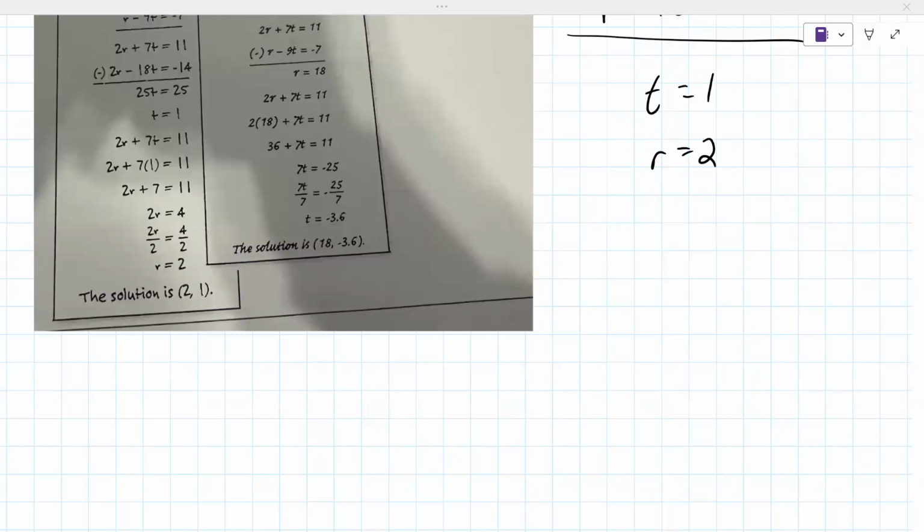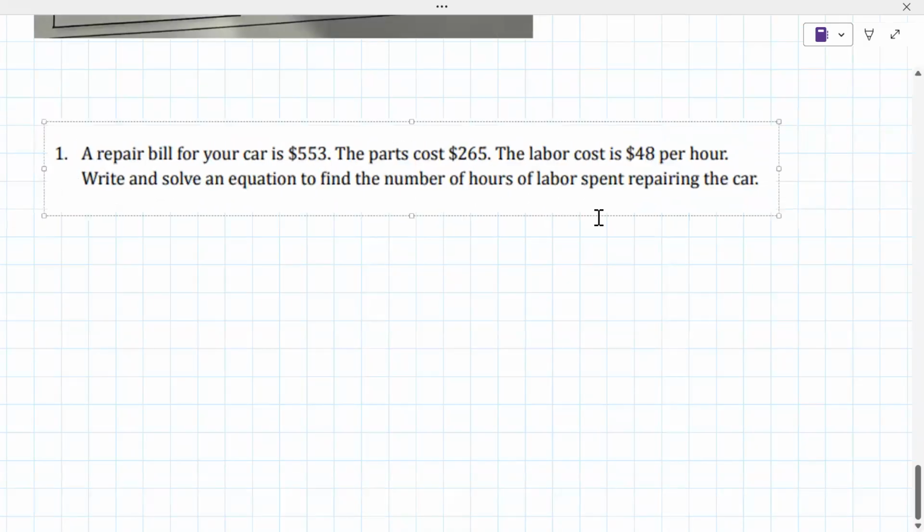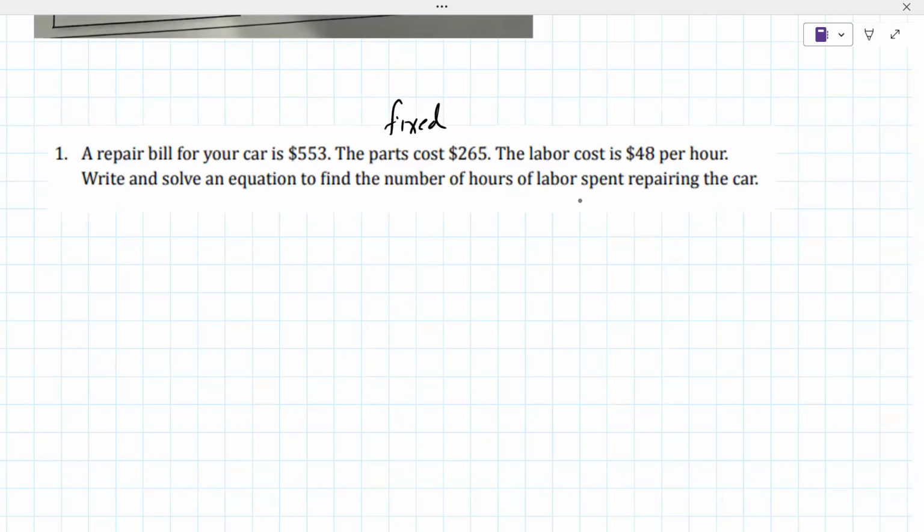We can probably just start with that, and that should take us pretty far. All right, we'll start with number one. This is a fixed plus a variable cost problem. Parts are typically considered fixed, labor is considered variable. You can think of that, again, it's a rate, so you can think of that as the slope.